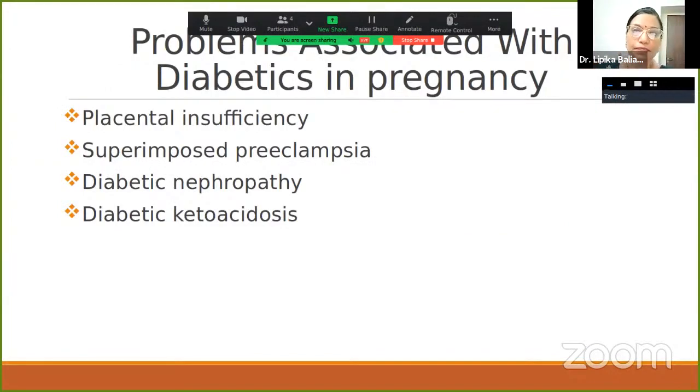So what are the problems associated in this particular segment of patients in pregnancy? The placental insufficiency is more profound. Then superimposed preeclampsia can be present, and then there is an angle of diabetic nephropathy, and they should always be evaluated for presence or absence of diabetic ketoacidosis.